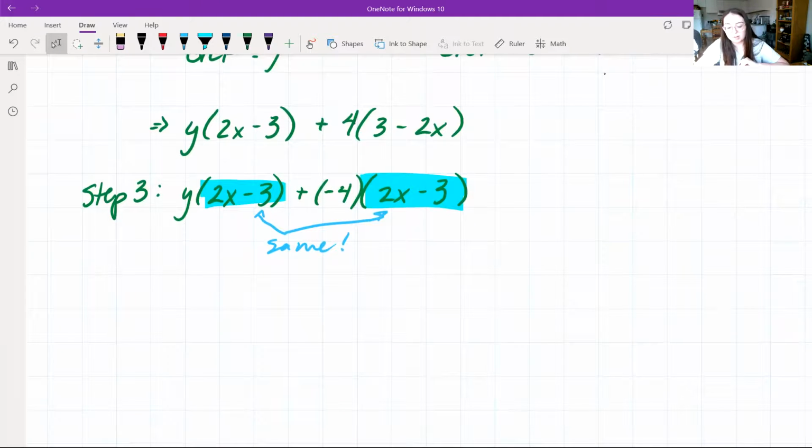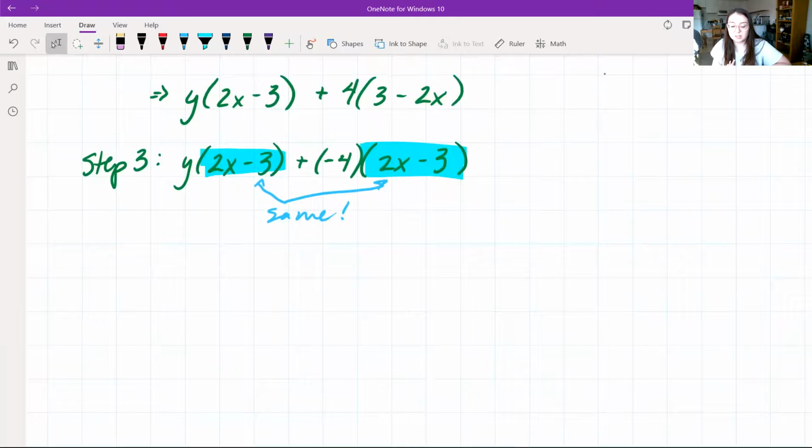So if you ever work this out and there's a case where they are extremely similar but not exactly the same, try and see if you can factor out a negative in that expression and see if you can make it the same. So in this case, they were the same expressions if we pulled out a -4 instead of a +4.